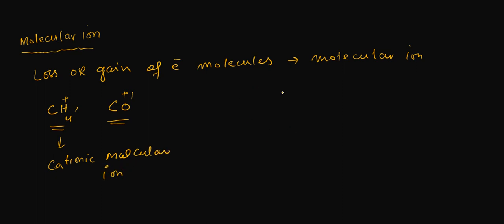Then when a molecule gains an electron, if we look at the example of alcohols, the molecular ion gains an electron and gets a negative charge on it, and this forms an anionic molecular ion.